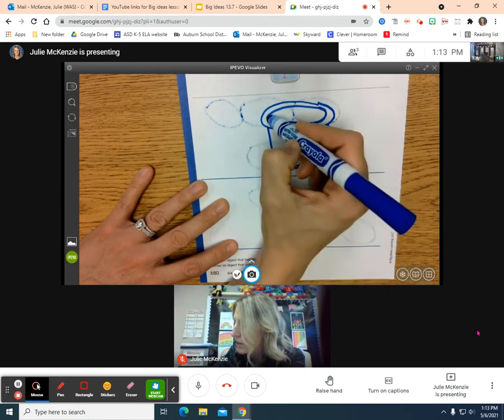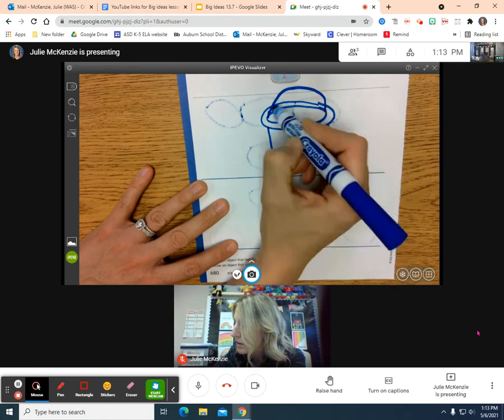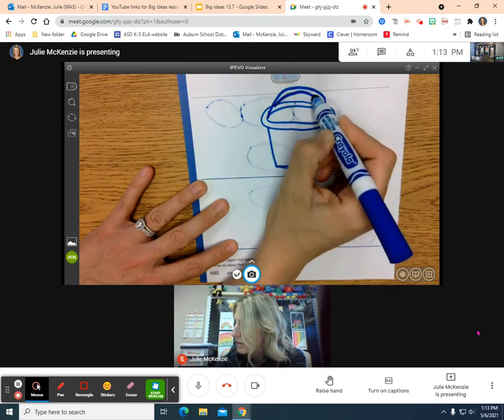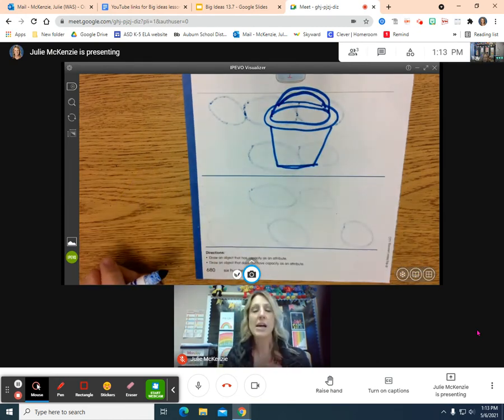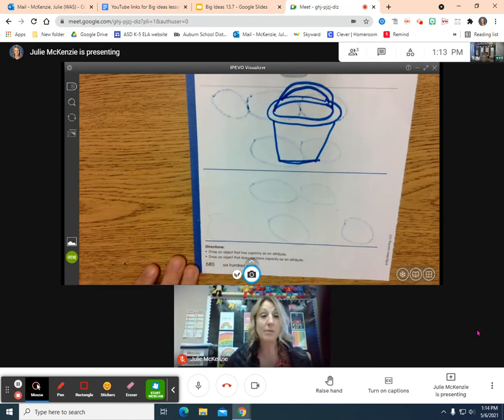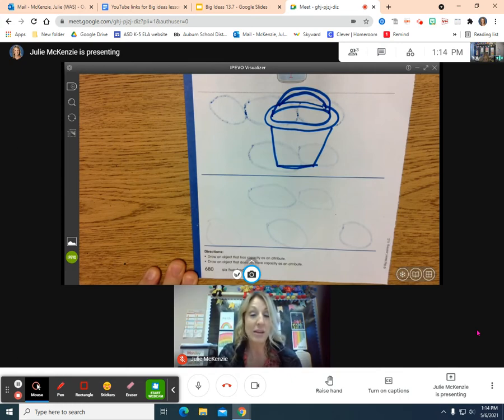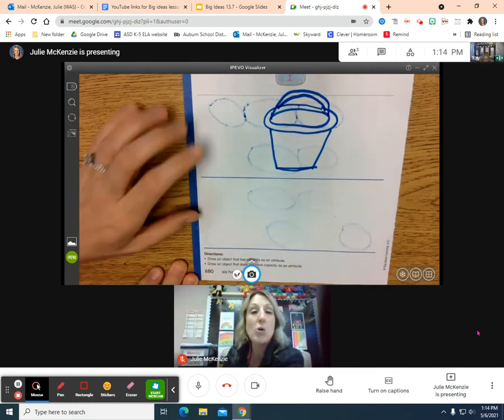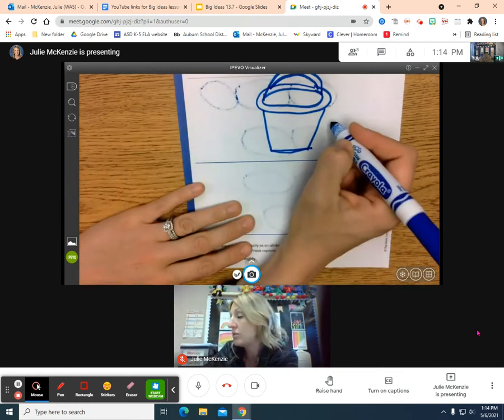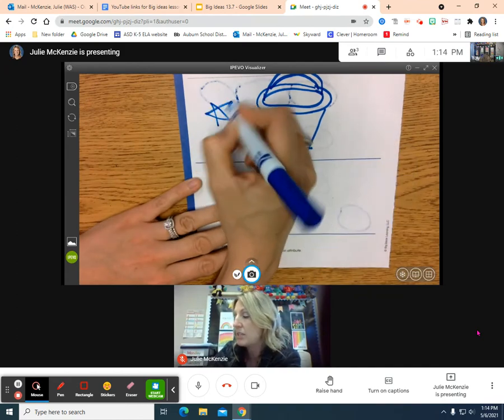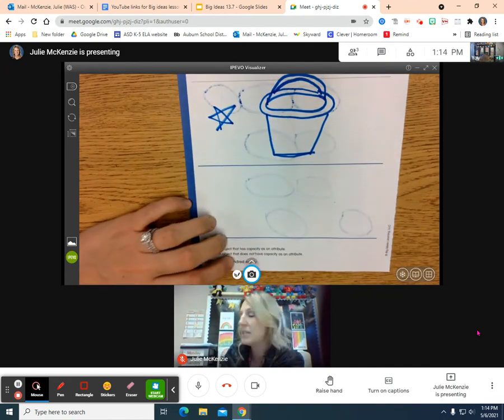Give it a little handle here. All right, a bucket. A bucket shows capacity. We could fill that bucket up with all kinds of things, and we could measure how much that bucket can hold. So this shows capacity. I'm going to say a star for yes, it shows capacity.